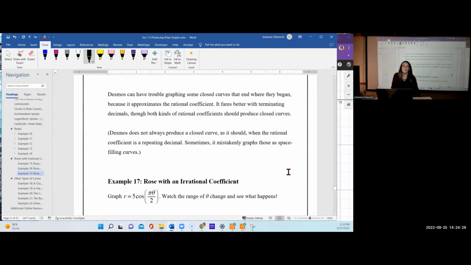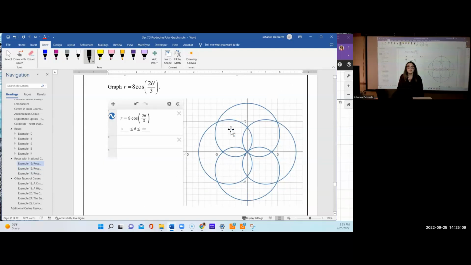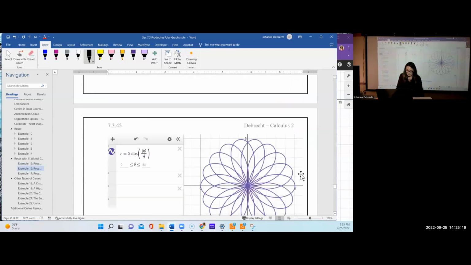Now, Desmos can have trouble graphing the ones with coefficients that are repeating decimals because it approximates when it does it. So sometimes it makes an error when it graphs the ones that have repeating decimals, particularly the ones that aren't the major ones like 2/3 and 1/3. It can, by mistake, produce what looks like a space-filling curve. They should still be closed curves. It should give you a definite pattern that should repeat over and over again, like this one right here. So it should continue to give you this pattern. It should not fill up the space. But sometimes Desmos messes up just because it's a repeating pattern and it's approximating, and so it graphs it incorrectly.